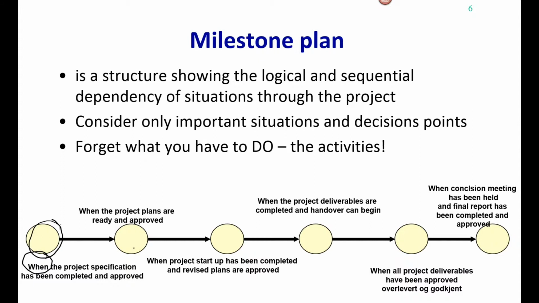But it says here that a milestone plan is actually a structure that shows the logical and sequential dependency of situations through the project. We should only consider important situations and decision points, and not have too many milestones, because there's a milestone planning rule that says that, for instance, you cannot get to this milestone without absolutely having been through this milestone and this milestone. So you cannot actually have a stable plan and swap milestones. And if you have too many milestones, I'm sure you cannot obey that law.